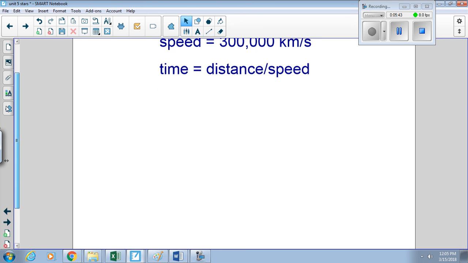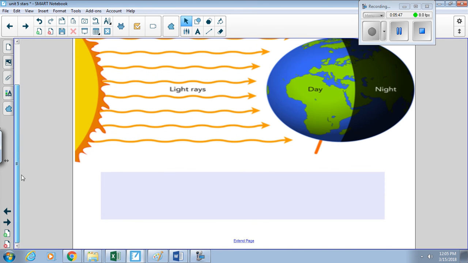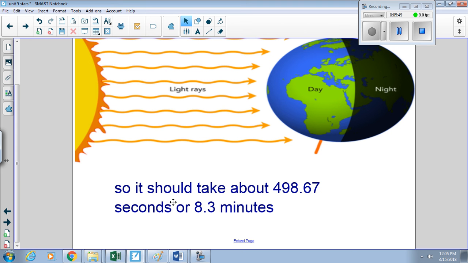apparently I didn't write the time in here. Oh wait, it's on the next slide. Haha! The time in seconds is around 500, and then 8.3 minutes for light to reach Earth. That means whenever you look at the sun, you're actually looking at it in the past, approximately 8 minutes ago, which is kind of crazy to think about.